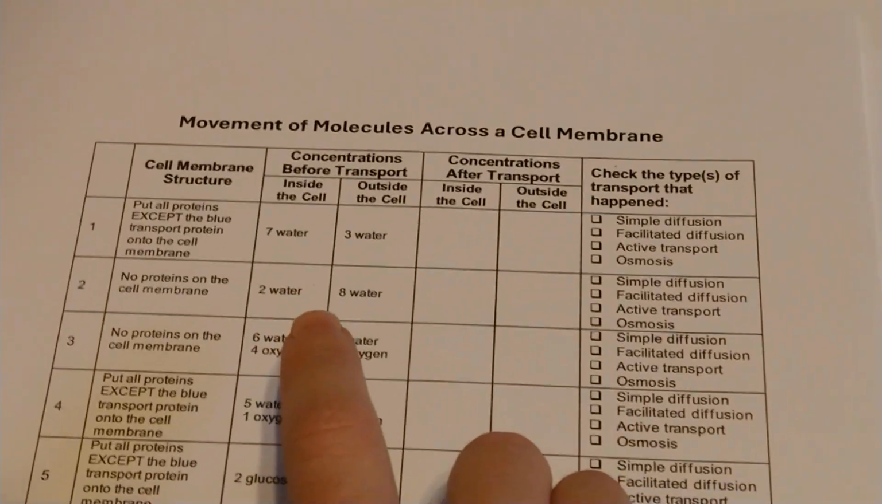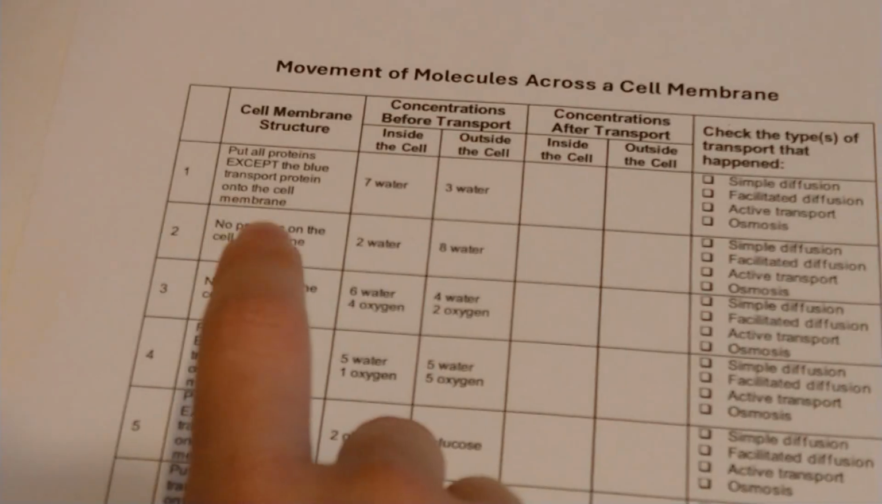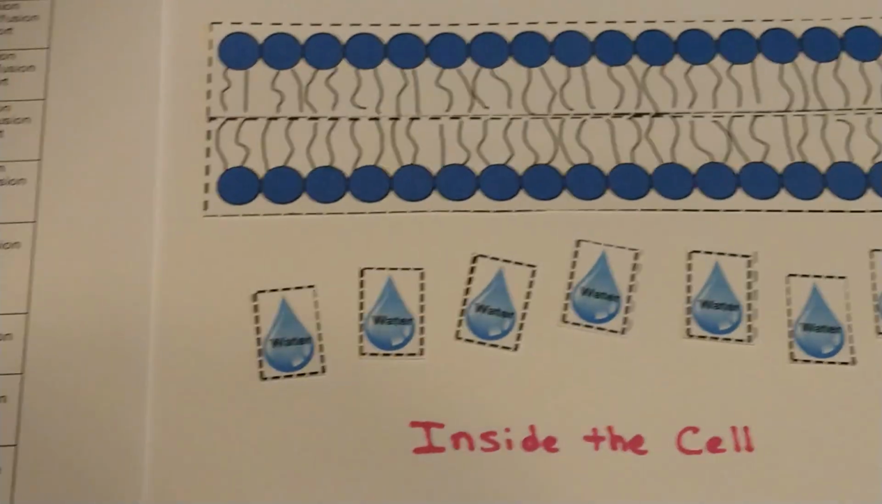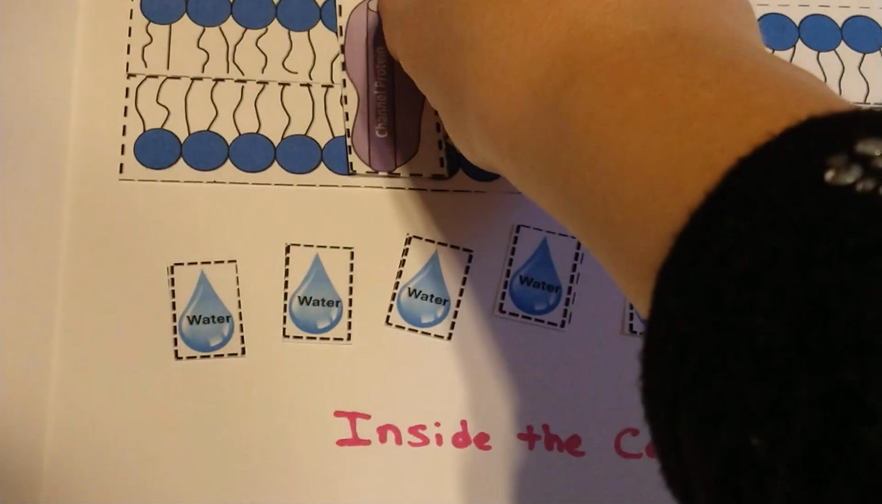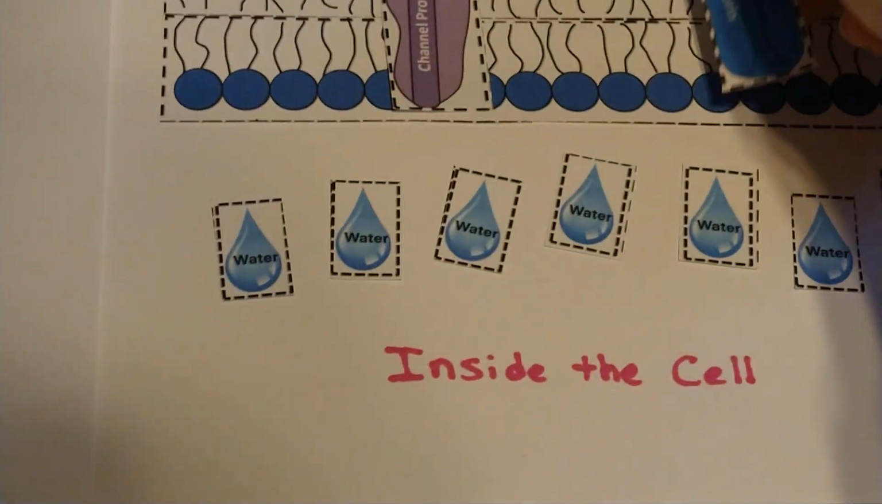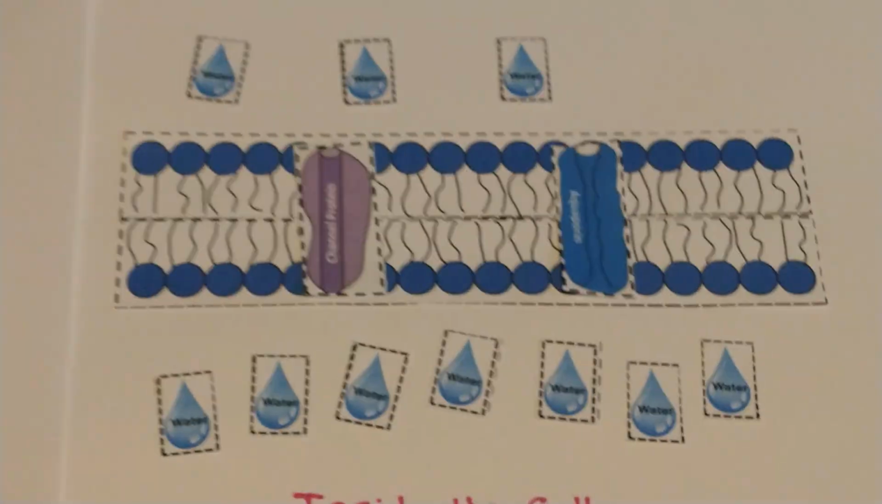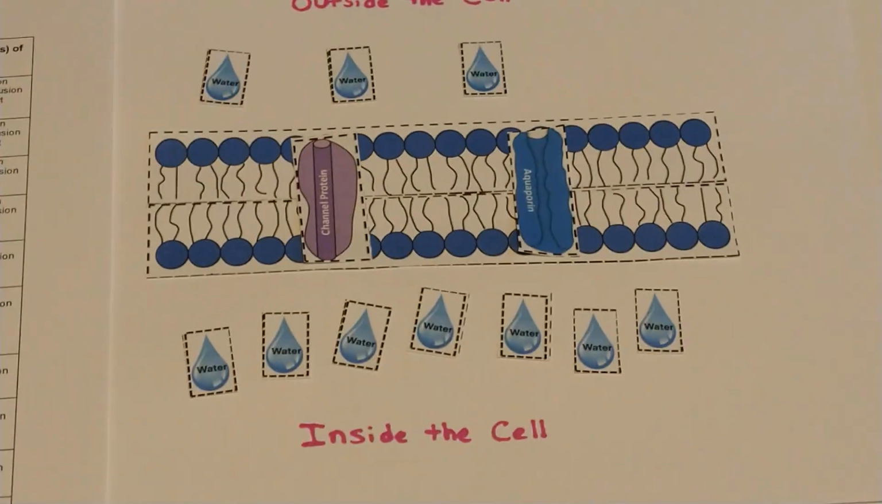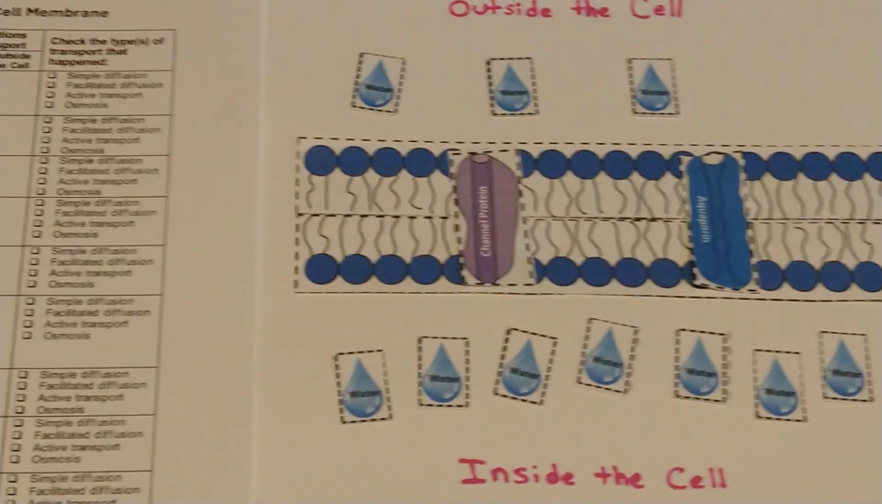And now we need to put all the proteins except for the blue transport protein. Okay, so we need to put a channel protein on there and an aquaporin protein. Okay, so your cell membrane should look like that for the first question.